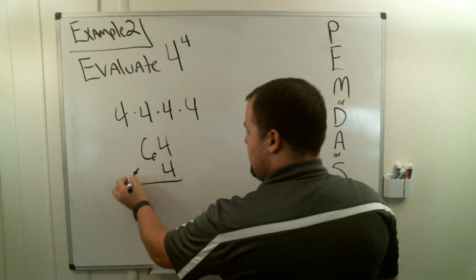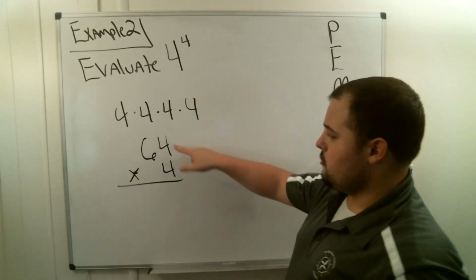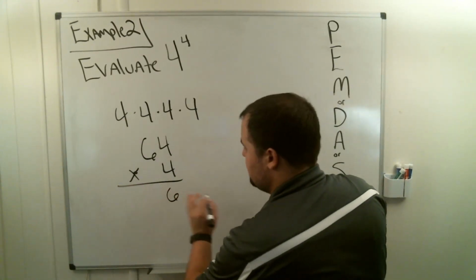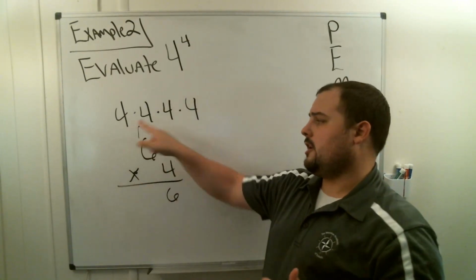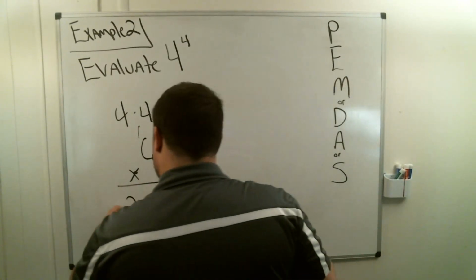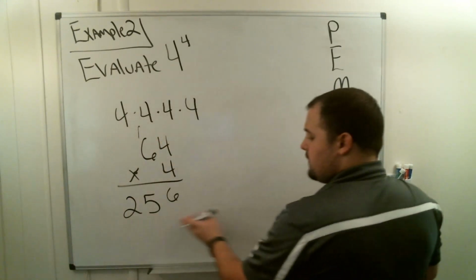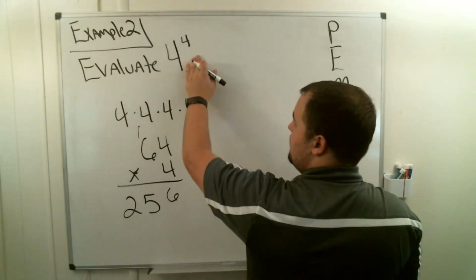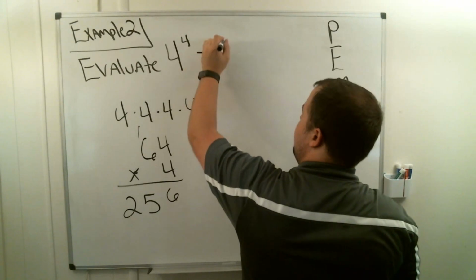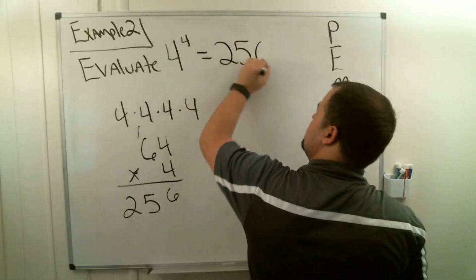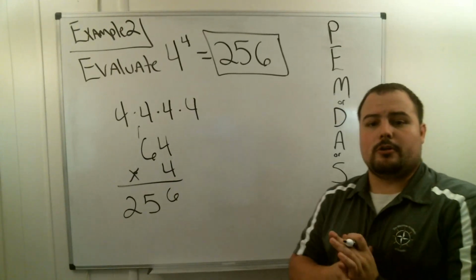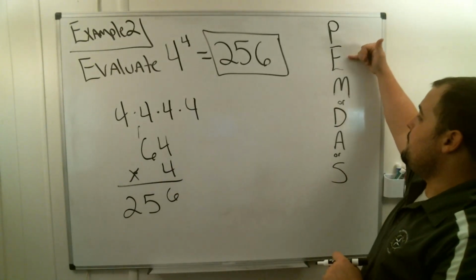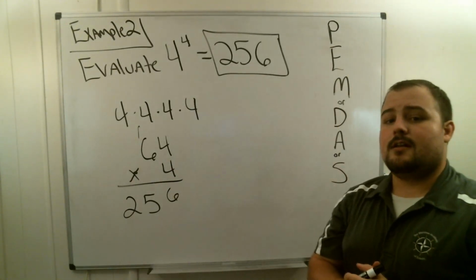So I have 64, and I'm going to multiply that by 4. 4 times 4, that's 16. I'm going to drop the 6, carry the 1. 4 times 6 is 24. I add the 1, that's 25. So it's really 256 is equal to 4 to the 4th power. And there we have solved our problem by doing the order of operations. We eliminated exponents, then we did multiplication.